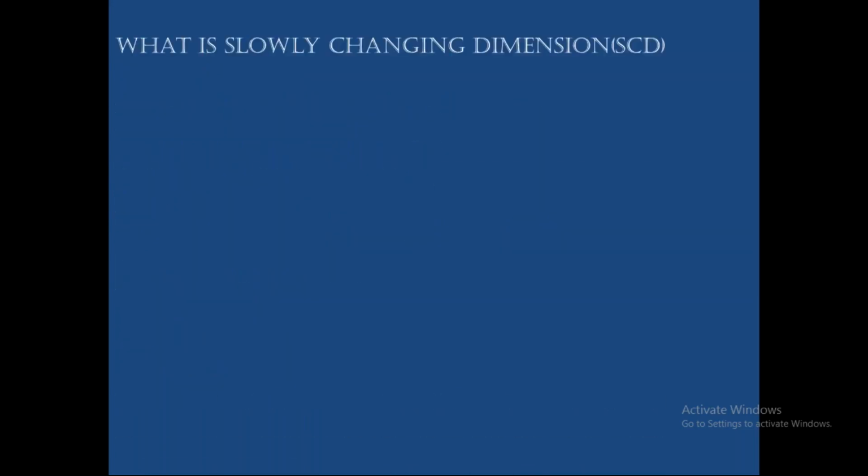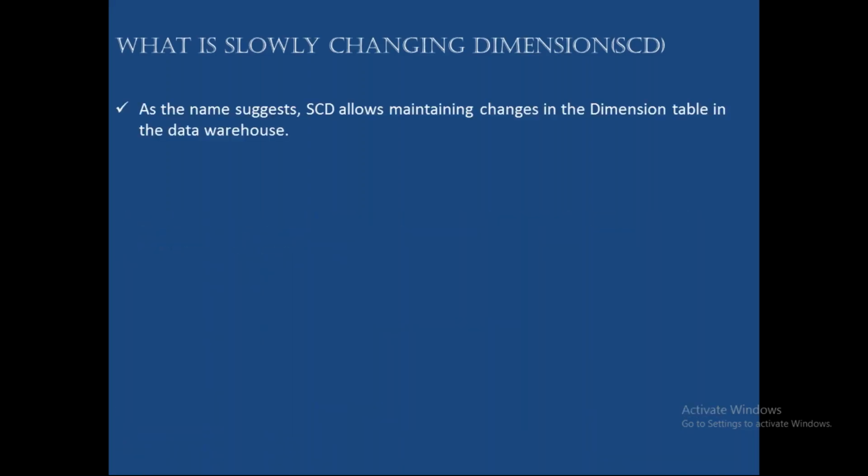Next, we'll talk about what is slowly changing dimension. As the name suggests, SCD allows maintaining changes in the dimension table in the data warehouse. See, slowly changing dimension. For a customer, you are going to change a phone number very rarely, or frequently? Very rarely you will do. That's why slowly changing dimensions. These dimensions are not going to change frequently. Very slowly, very rarely these things are going to change.